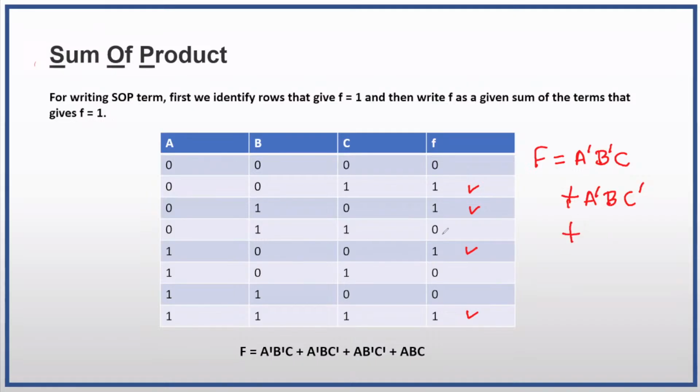And the next term is obtained in this row. Here A is 1, so you can directly write A, but the other two, B and C inputs, are 0. Therefore, you have to convert them into ones by getting the complement. And then the final term should be A, B, C. So this is how you can get the function for a given truth table. So got it?